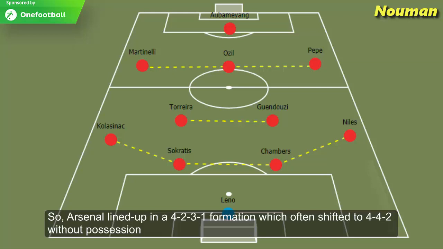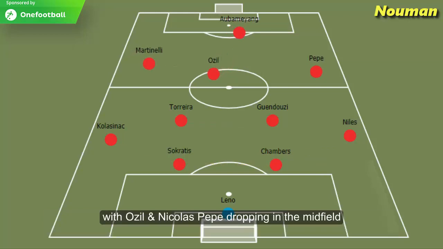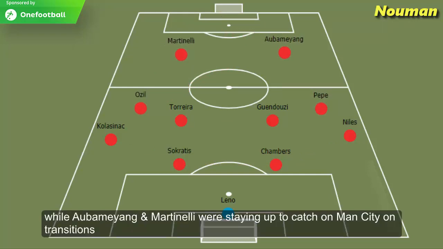So Arsenal lined up in a 4-2-3-1 formation which often shifted to 4-4-2 without possession, with Ozil and Nicolas Pepe dropping in the midfield while Aubameyang and Martinelli were staying up to catch Man City on transitions.